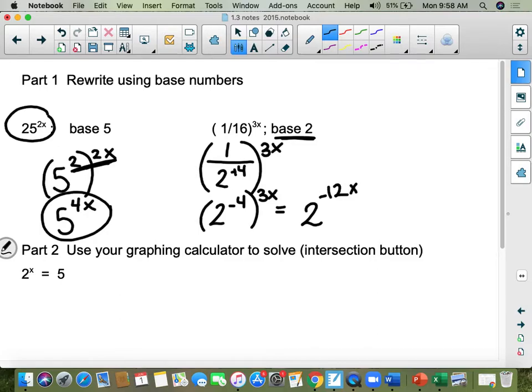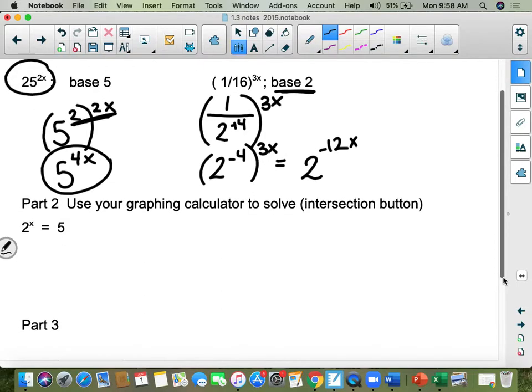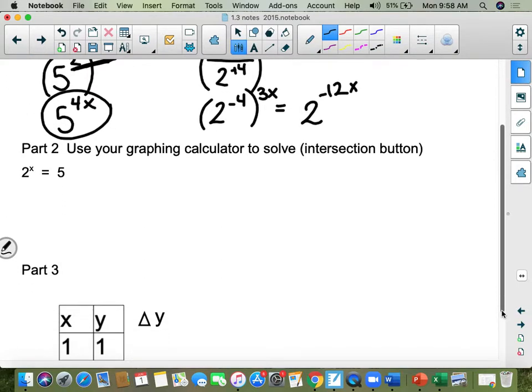Okay, how to solve this problem using a calculator. So get your calculator out again. You're going to use your calculator a lot. Using your graphing calculator, you're going to use the intersection button. You're going to find out where these two intersect with each other.